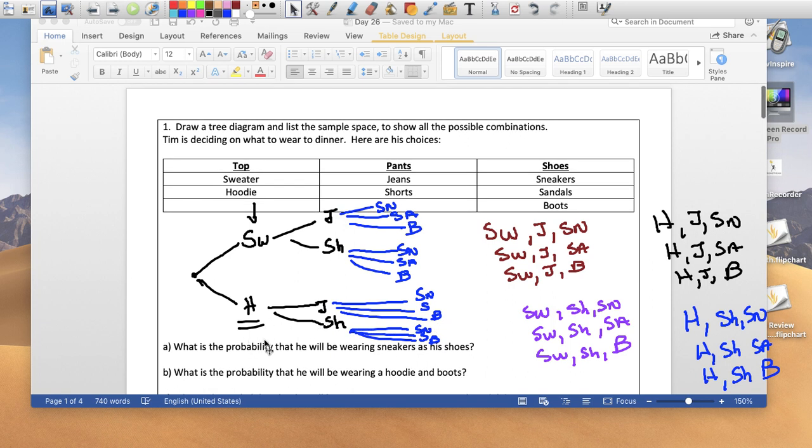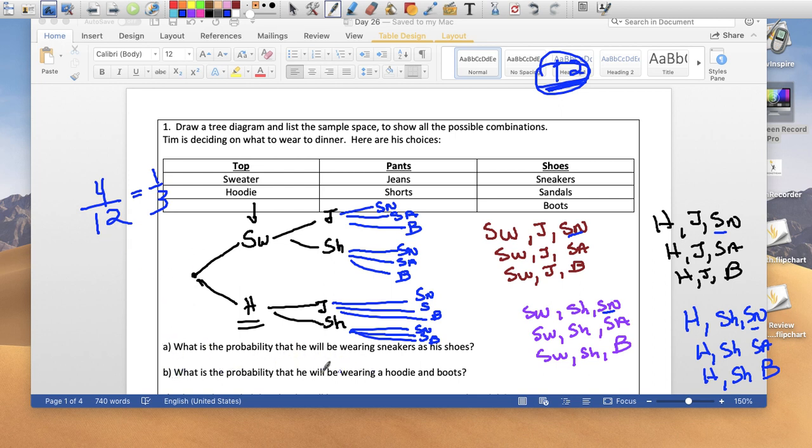So question A says, what's the probability that he will be wearing sneakers as his shoes? First of all, how many different outfits did he have? Well, he had 3, 6, 9, 12. So there are 12 different outfits total. In how many of them was he wearing sneakers? Here, 1, 2, 3, 4. So 4 out of 12 outfits he was wearing sneakers as his shoes. So 4/12, or if you want to simplify, 1/3. That's the answer for A.